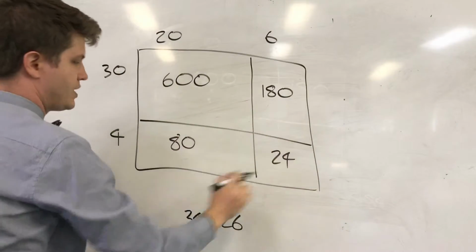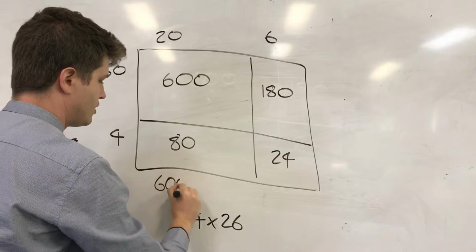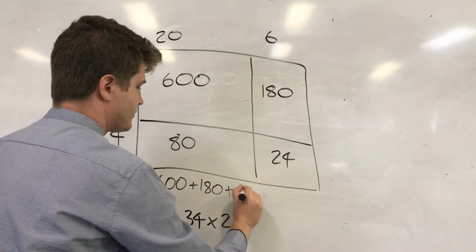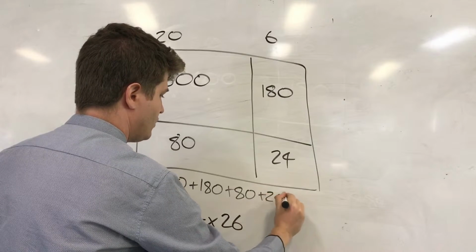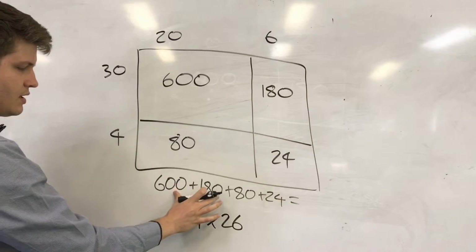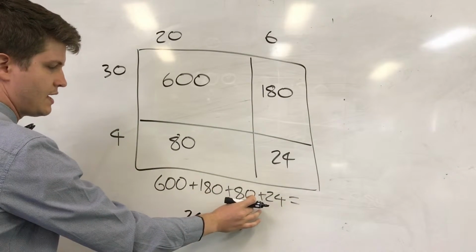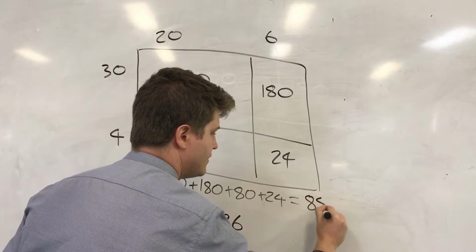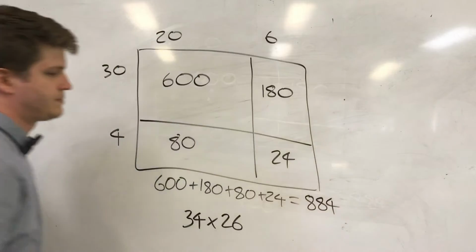Now we just need to add all these up. 600 plus 180 plus 80 plus 24 equals, add them up, 780 plus the 80 on, 860 plus the 24, 884. And that is our answer.